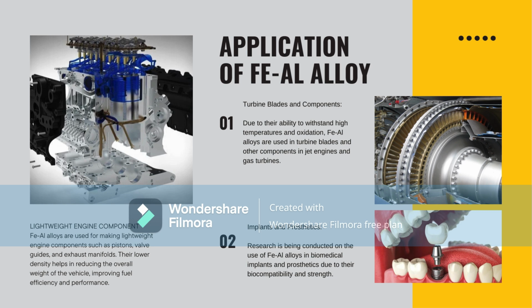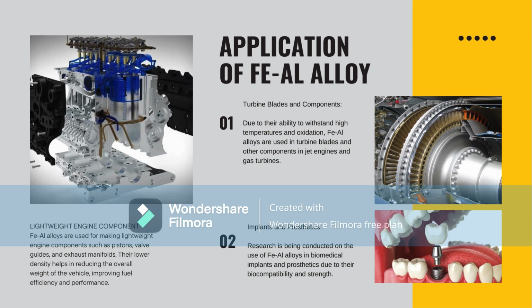So what are the applications of iron aluminum alloy? Iron aluminum alloy has a wide range of applications, but in this video we will only talk about three of them. The first one is turbine blades and components. Why is the alloy used to make turbine blades and components? It is due to its ability to withstand high temperature and oxidants. These alloys are used in turbine blades and other components in jet engines and gas turbines.